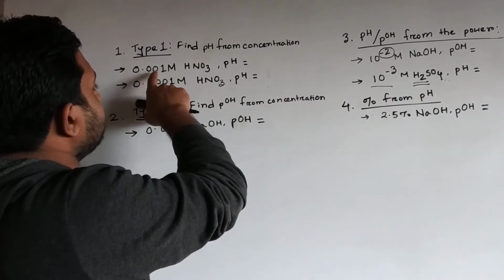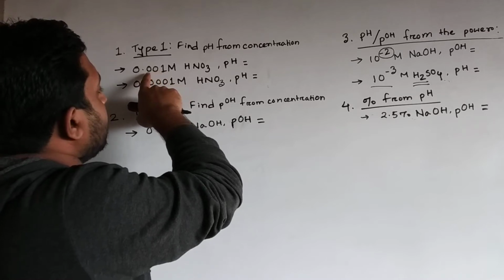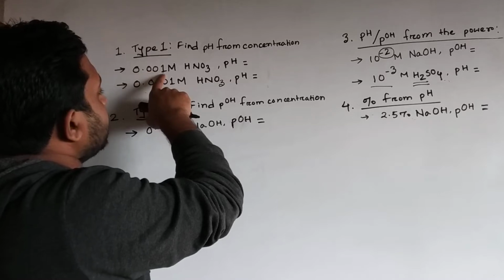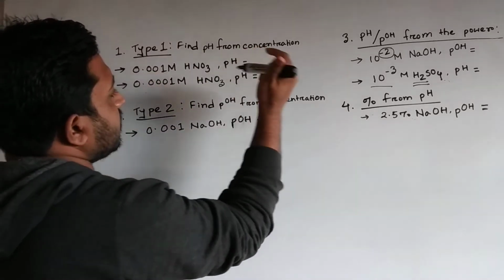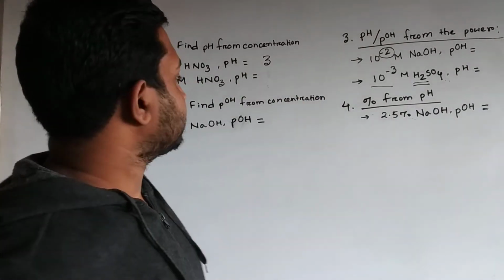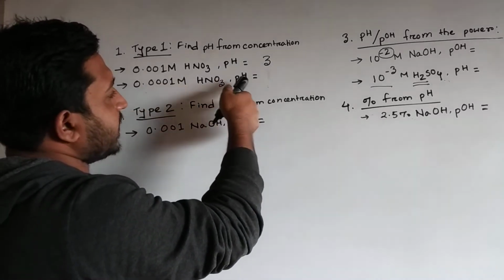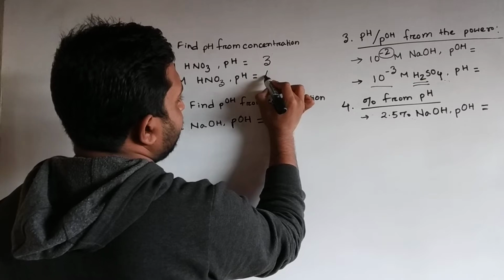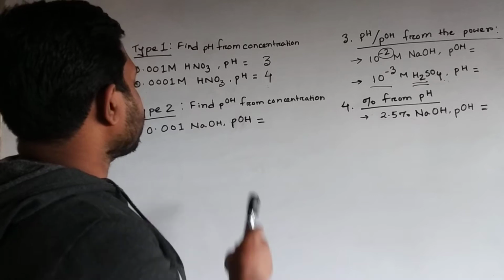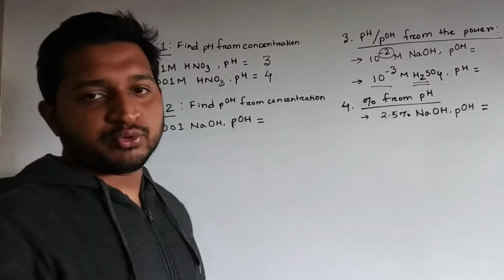In case of the first one, if we count the digits after the decimal point, we can see 1, 2, 3, so 3 digits are here, so our pH is 3. Then for 0.0001 molar nitric acid, our pH will be 4 because here 4 digits are present. Then finding pOH from the concentration is just like this, you can do it yourself.